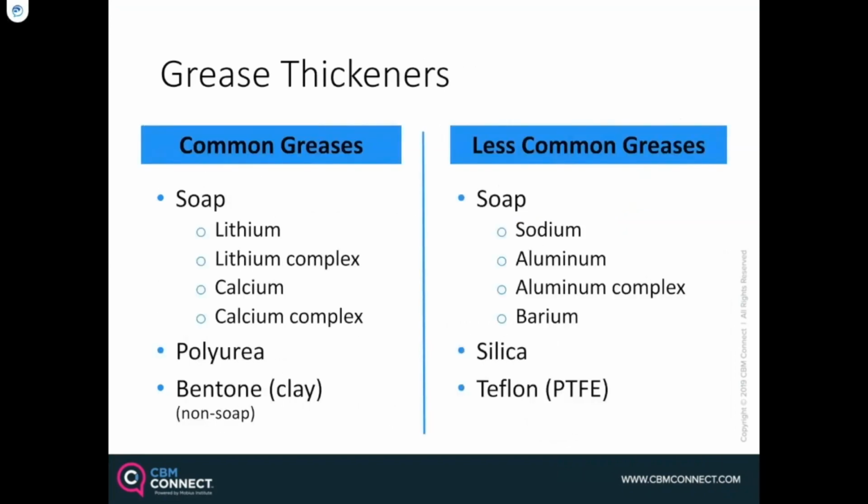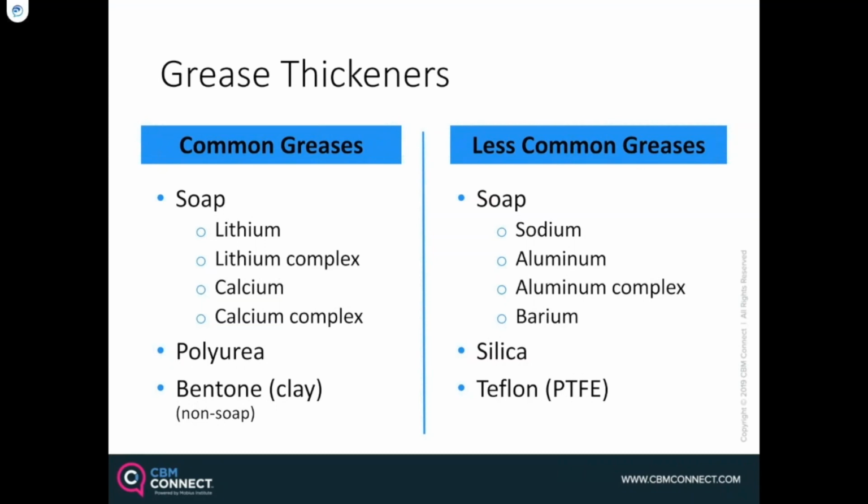Some of the common thickeners are lithium and lithium complexes. Lithium greases in general constitute probably almost 70% of the worldwide market of greases made today, in that lithium and lithium complex. Calciums are not as common as they used to be, but there's still a lot of them out there. There's polyurea and bentone. Those are some examples of a non-soap type grease thickener.